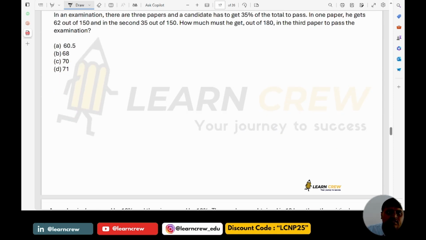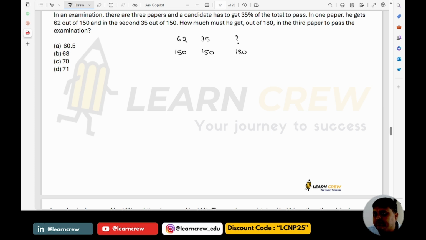Next, in an examination, there are three papers, and a candidate has to get 35% of the total to pass. In one paper, he gets 62 out of 150. Okay, in one paper, the maximum marks are 150 and he is scoring 62. And in the second paper, he is scoring 35 out of 150. How much must he get out of 180? Out of 180 in the third paper.